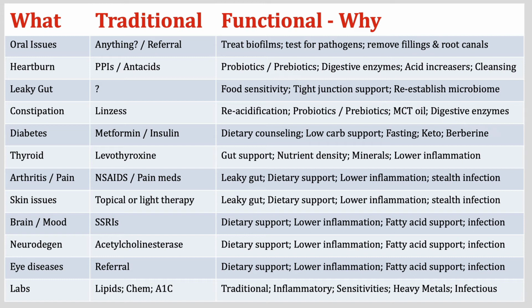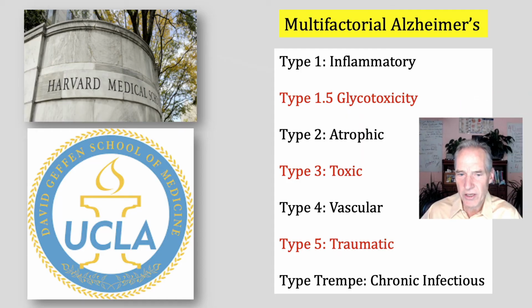It's not an acetylcholinesterase inhibitor deficiency. There's something underlying the pathophysiology of the loss of plasticity in the brain. So here's a UCLA and Harvard approach that's very functional. It's not just neurology, where we look at inflammatory status, glycotoxicity, type 3 diabetes, atrophic, where we have shrinkage of the brain due to a number of different factors, toxicity, heavy metals, infection can fall into that.